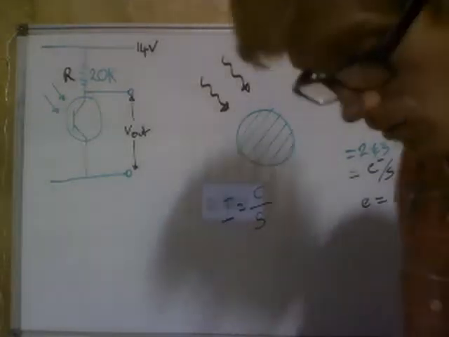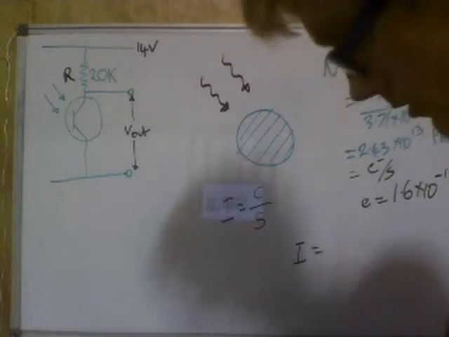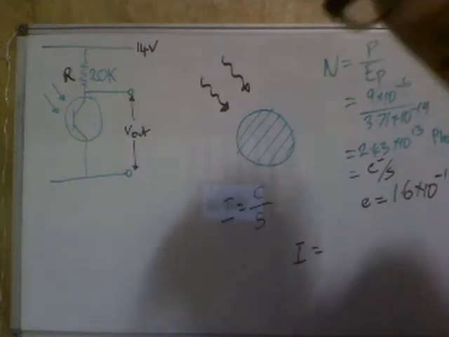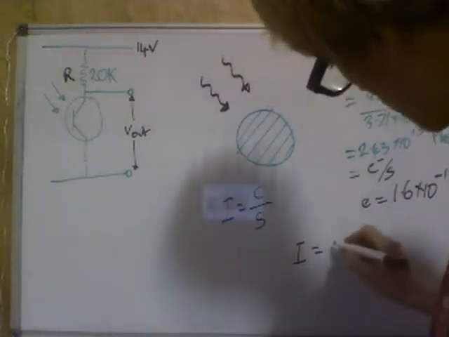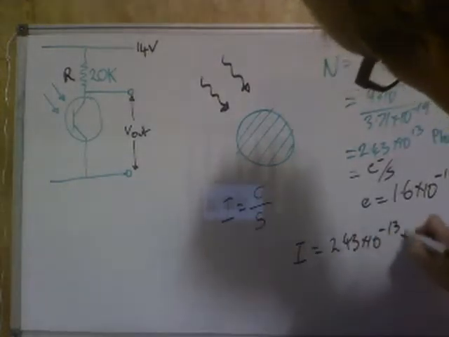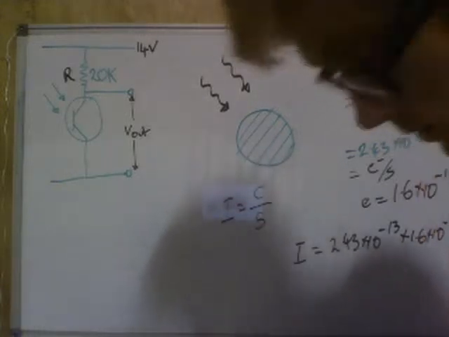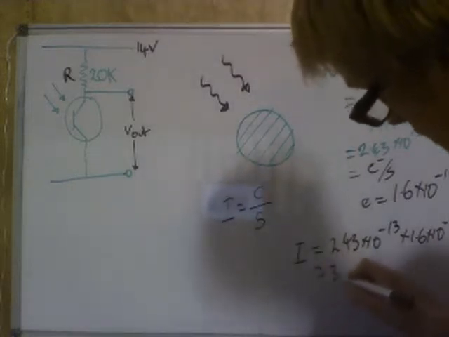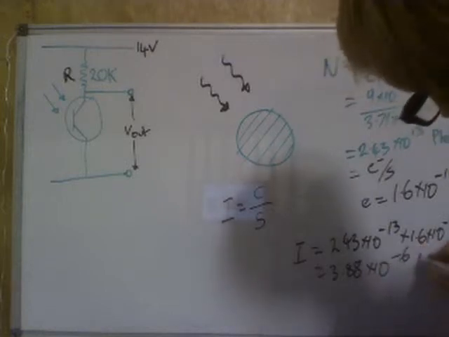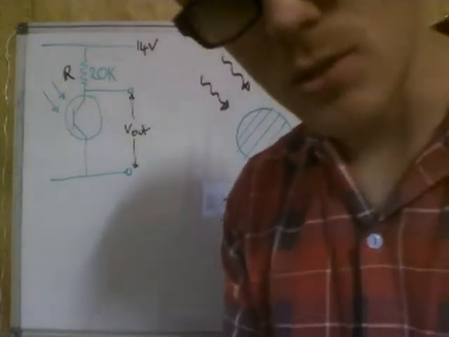So to calculate the current, we use I equals the number of electrons per second multiplied by the charge on an individual electron, which equals 2.43 times 10 to the 13 times 1.6 times 10 to the minus 19. And if we calculate that, we get 3.88 times 10 to the minus 6 amps. On to the final part of the question.